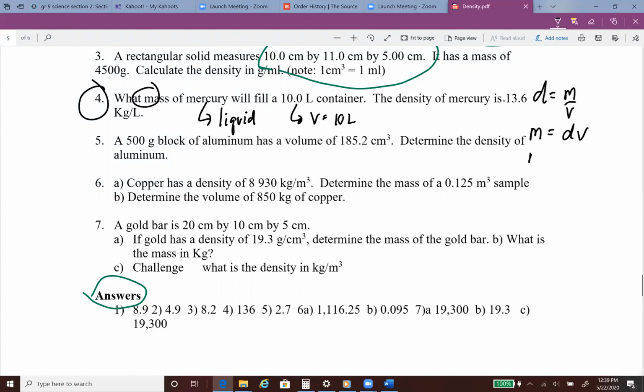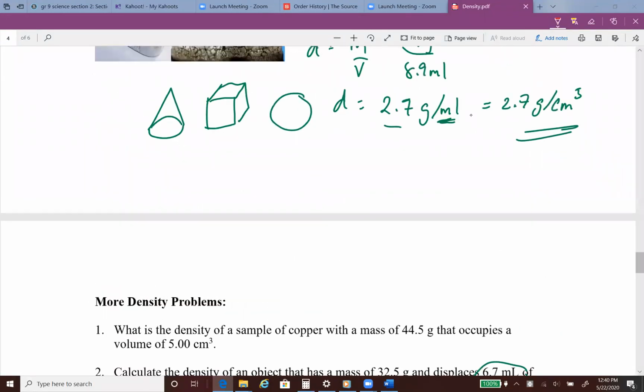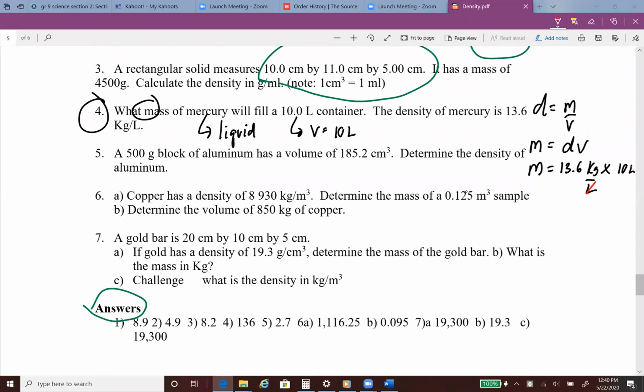Okay, so the density is 13.6 kilograms per liter times 10 liters. So that would give you a mass of 136 kilograms. Okay, so that's number 4.